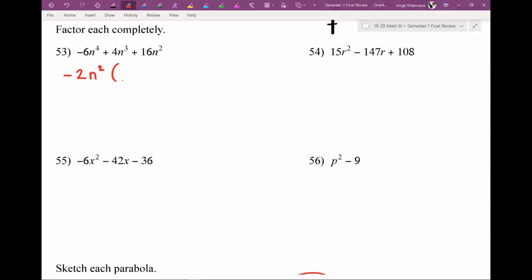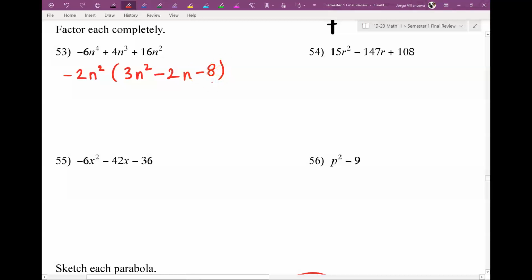So if I factor out a negative 2 from the first term, I get a 3. And if I take away 2 n's from n to the fourth, I get n squared. Now, if I divide the positive 4 by negative 2, I get minus 2. And if I divide n cubed by n squared, I'll get n to the first. And then if I divide 16 by negative 2, I get a negative 8. And if I divide n squared by n squared, that goes away.